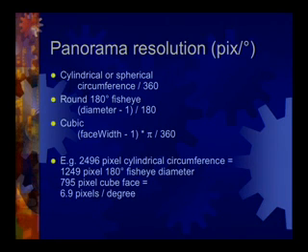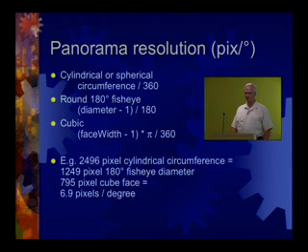But first, if we look at a cylindrical or spherical panorama, we can take the circumference and divide by 360, and that'll give us the resolution in pixels per degree. For a fisheye that's 180 degrees across, you can take the diameter and divide that by 180. For a cubic panorama, I do have a formula over here: face width times pi divided by 360. I will get into how that formula was arrived at, but here's a way that you can compare these.